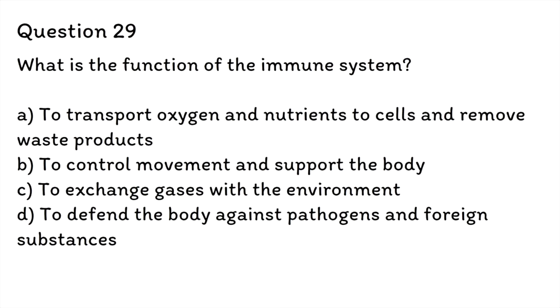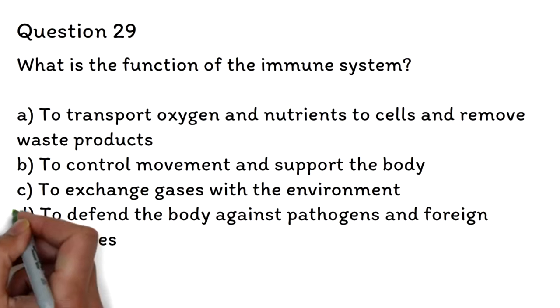Question 29. What is the function of the immune system? A. To transport oxygen and nutrients to cells and remove waste products. B. To control movement and support the body. C. To exchange gases with the environment. D. To defend the body against pathogens and foreign substances. The correct answer is D.